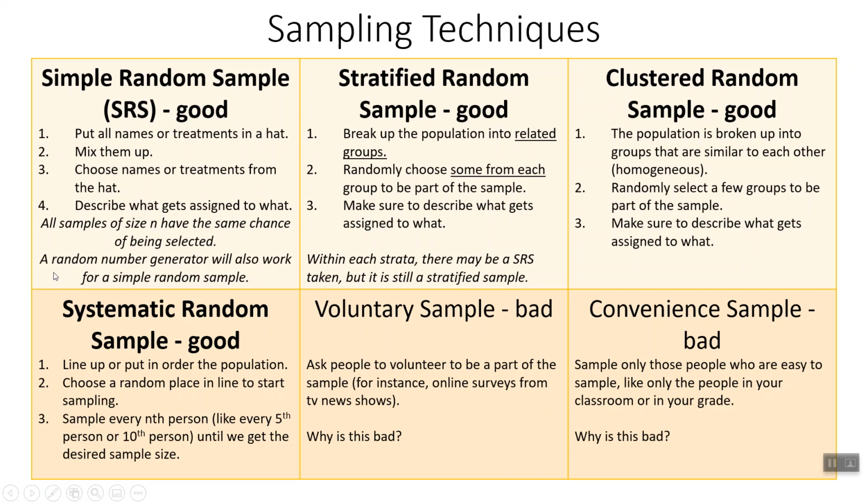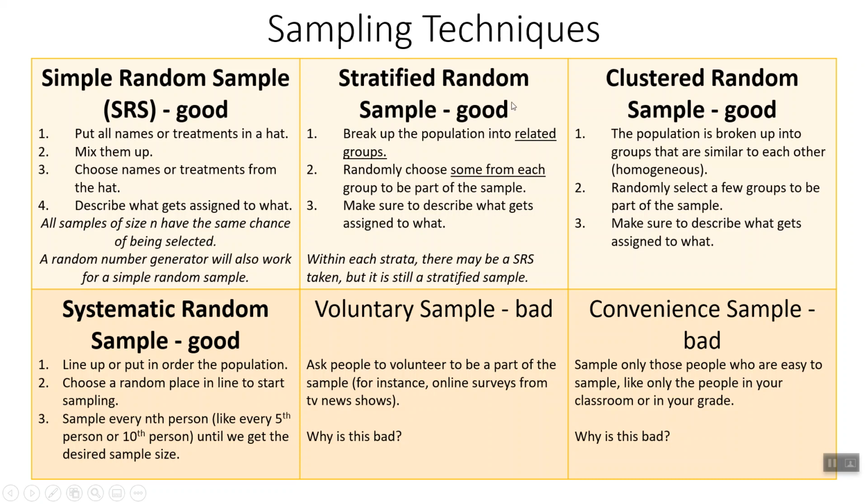We can also do simple random samples with a random number generator, but those are a little more complicated because sometimes numbers will repeat with random numbers and things like that. So your best bet is always just to stick with the hat. That is my advice to you, is stick with the simple random sample sombrero.